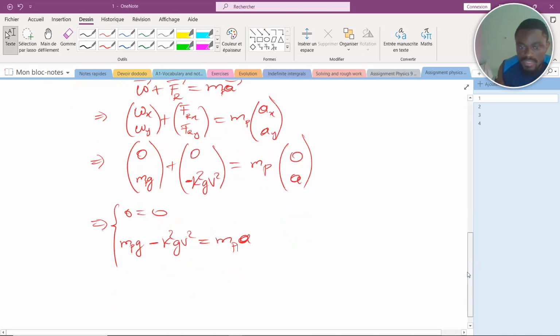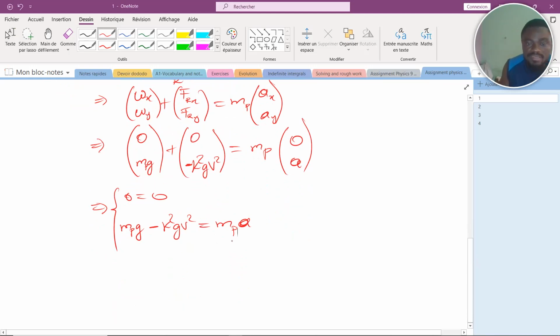Okay, is that okay? So I will simplify this. They said that the particle has a unit mass, so m_p must be equal to 1. So this is equation 1, equation 2. Equation 2 becomes g(1 − k²v²) equals the acceleration. Is that okay? This is equation 2.